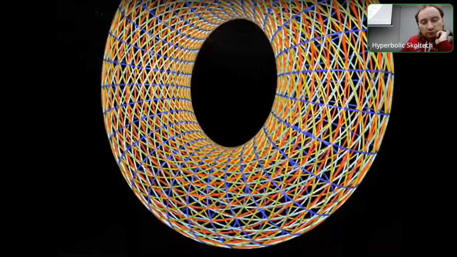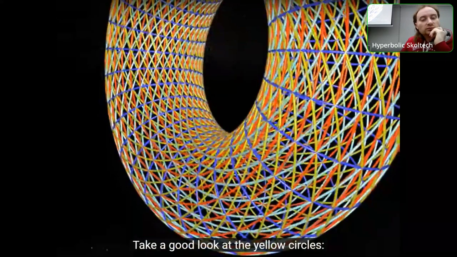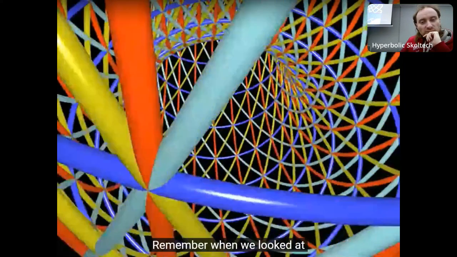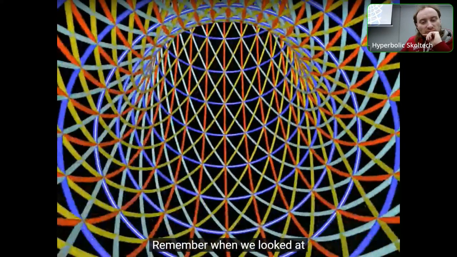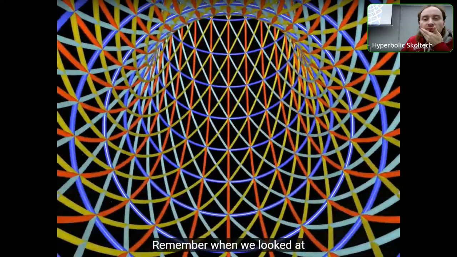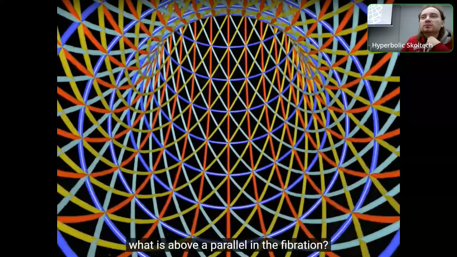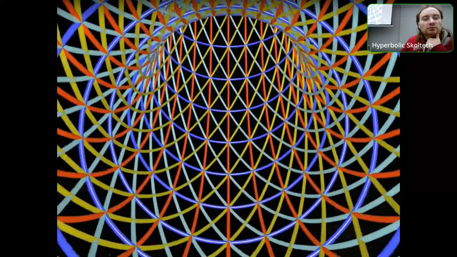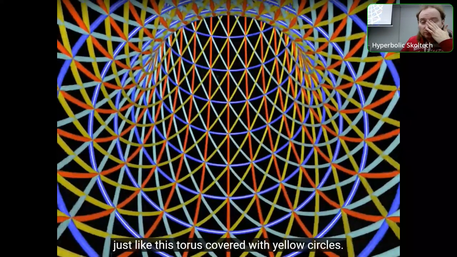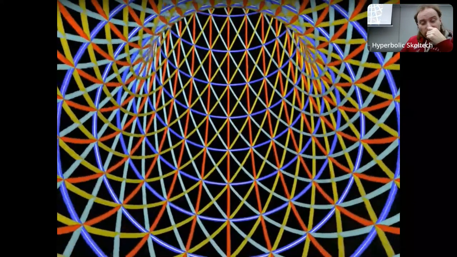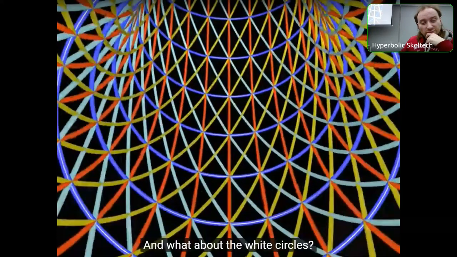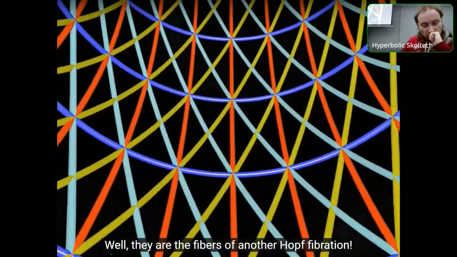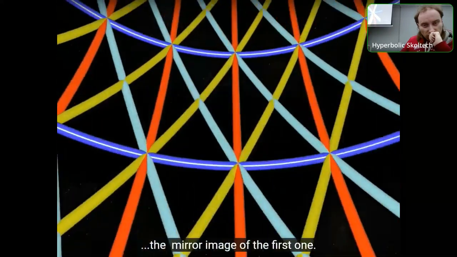Take a good look at the yellow circles. These are Hopf circles. Remember when we looked at what is above a parallel in the Hopf fibration? We saw a torus covered with linked circles, just like this torus covered with the yellow circles. And what about the white circles? Well, these are the fibers of another Hopf fibration, the mirror image of the first one.